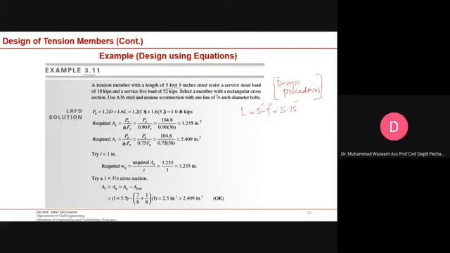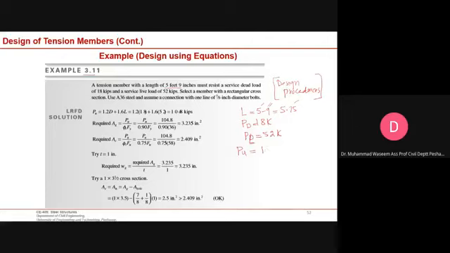Now this tension member must resist a service dead load, which has a value of 18 kips, and it should also resist a service live load of 52 kips. So the first step, as you remember from the previous slide, is to determine the demand. And how can we determine the demand?